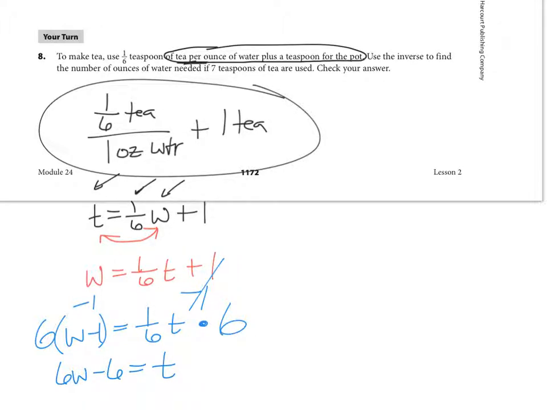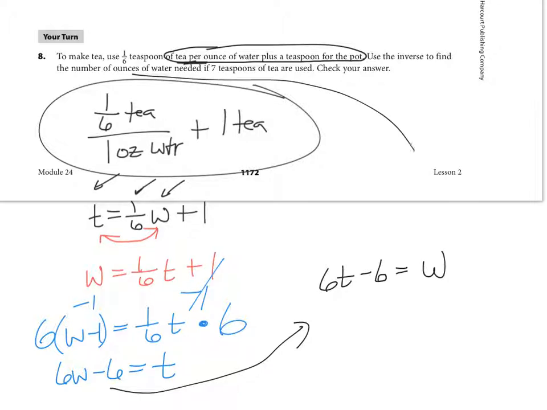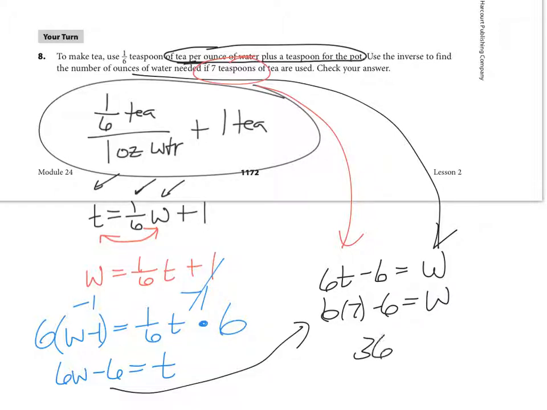Now, that's the formula, but remember this is the inverse. So really what I have is 6(T minus 1) equals W. To figure out how many ounces of water are needed, all I do is take my 7 teaspoons and put that in right here. So I get 6 times (7 minus 1) equals W. 6 times 6 is 36. So I have 36 ounces of water whenever I use 7 teaspoons of tea.